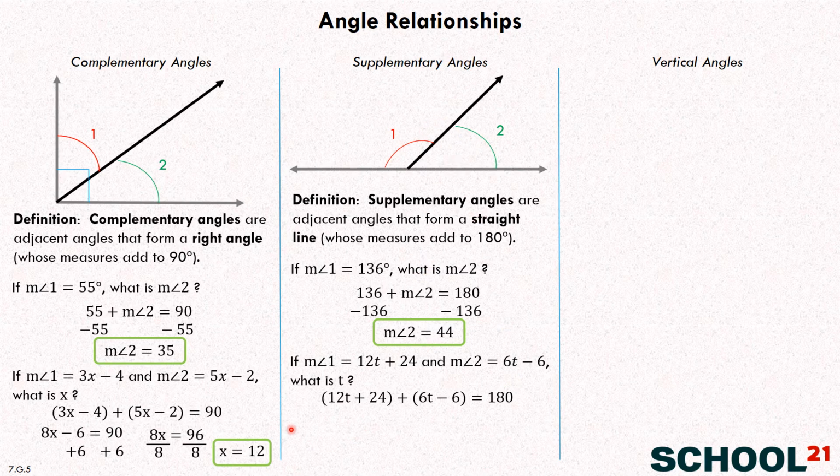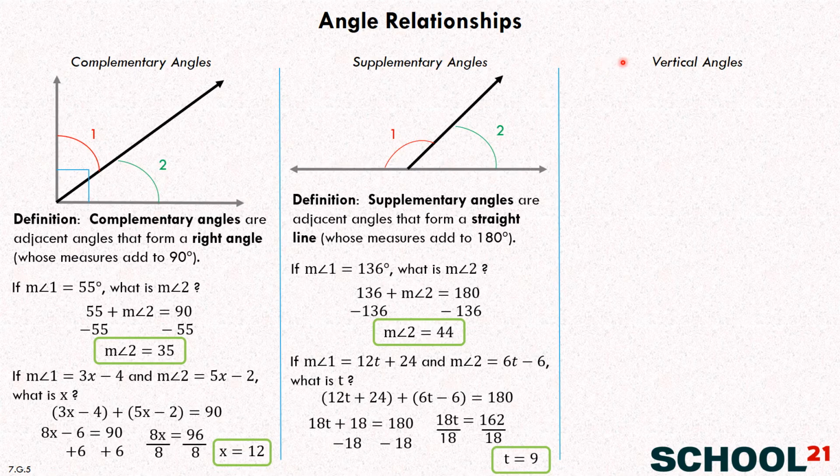So now again, we'll go ahead and solve. We'll go through this pretty quick. Combine like terms. So we have 18t plus 18 equals 180. Subtract 18 from both sides. Little mental math there. We get 18t equals 162. Now what do we have to do? Right, divide by 18. And then with a calculator, or you can do this by hand, or maybe in your head, you can find that t equals 9. Okay? So that's supplementary angle, very similar to complementary angles.